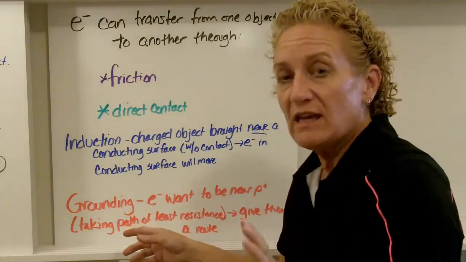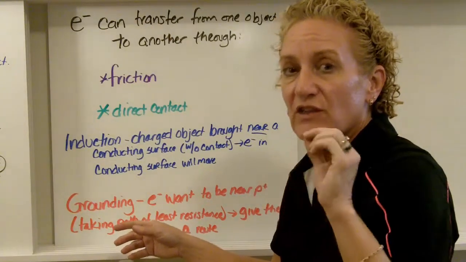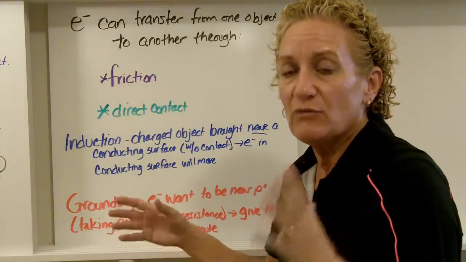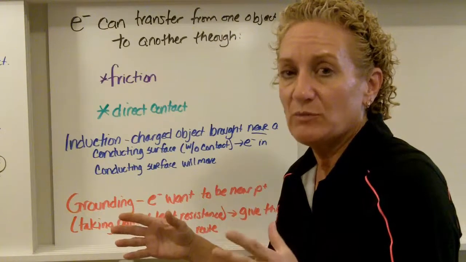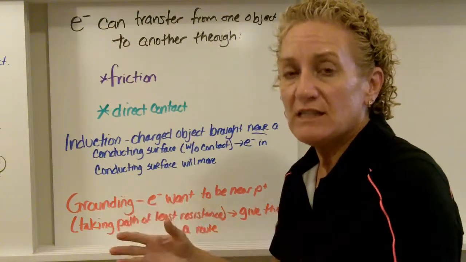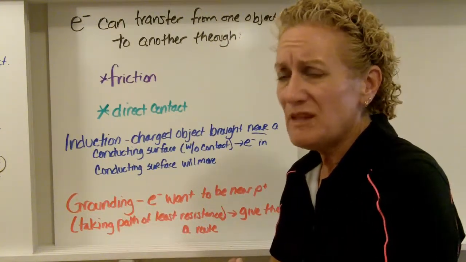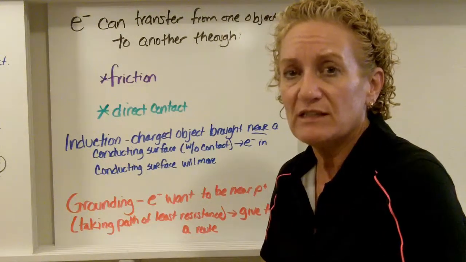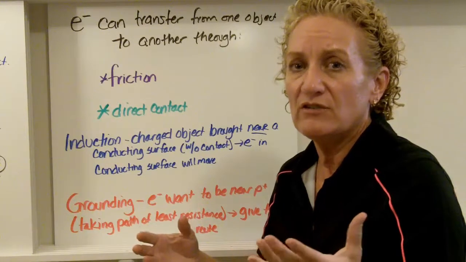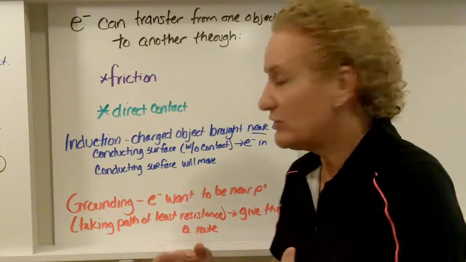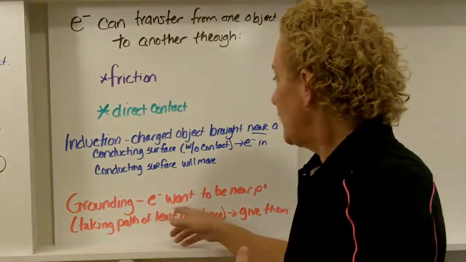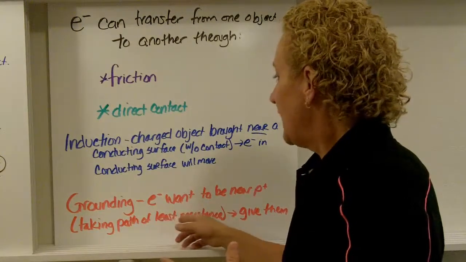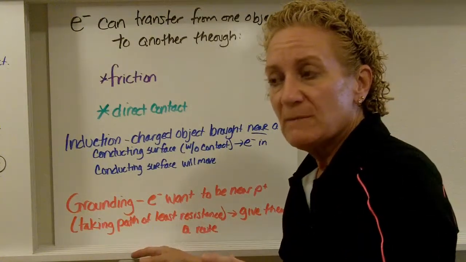So grounding then is when you realize, first of all, that electrons are negatively charged and they really, really, really want to be by those protons. They will do whatever it takes to get by the protons, but they're lazy. So they're going to take what we call the path of least resistance, the easiest route. Who wouldn't? Electrons aren't dumb. I take the easiest route too. So electrons want to be near the protons. They're going to take the path of least resistance.